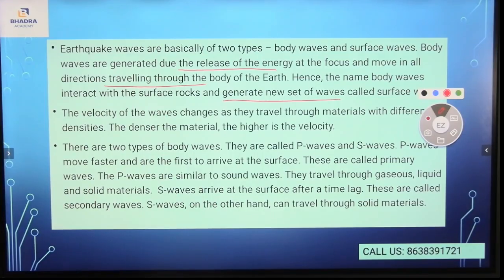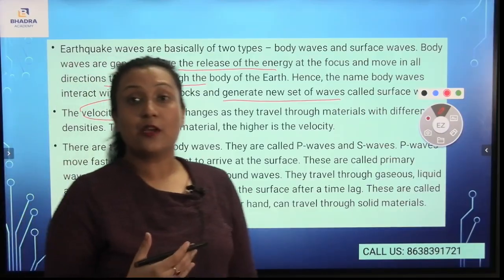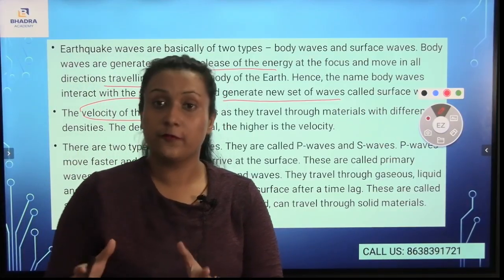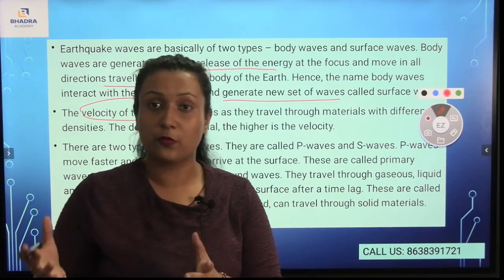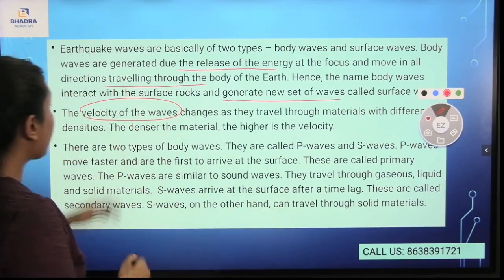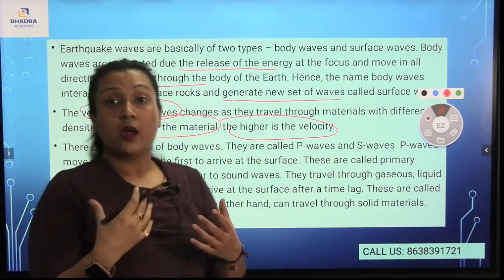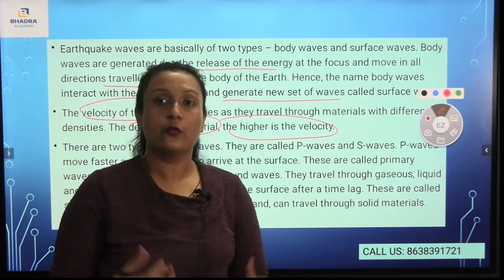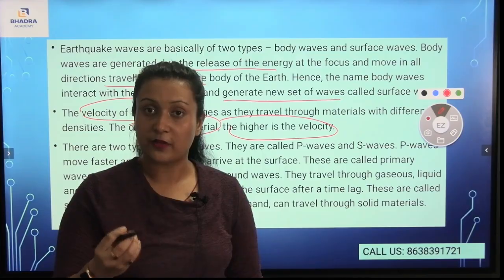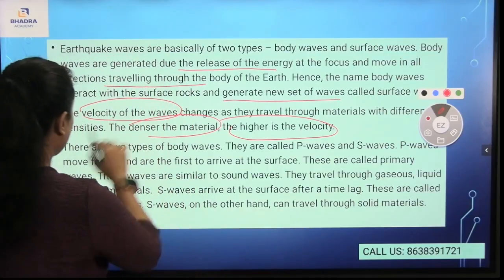Now we will be understanding how the velocity of the waves changes as they travel through materials with different densities. The denser the material, the higher is the velocity. You see, the velocity of the wave changes when it transfers through different materials. And second, the denser the material, the higher is the velocity. Denser means the thickness of the material, so the velocity depends on the thickness or the density of the material.